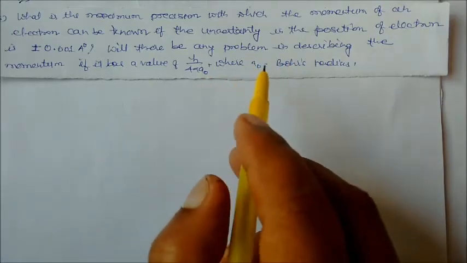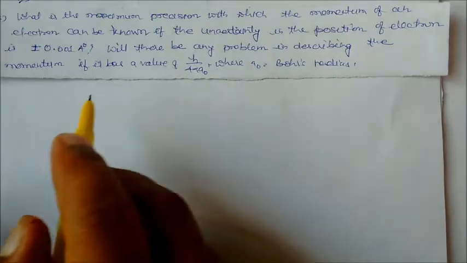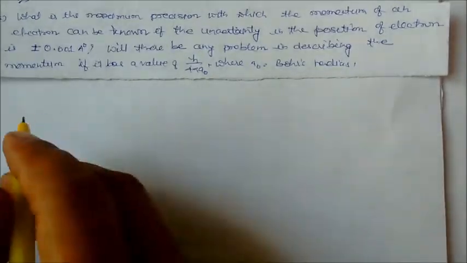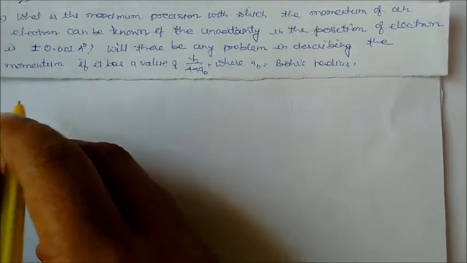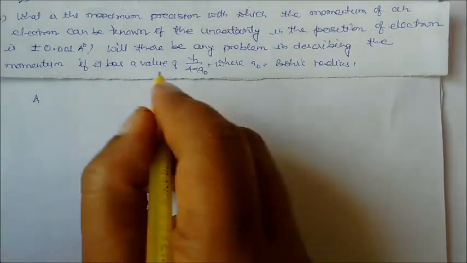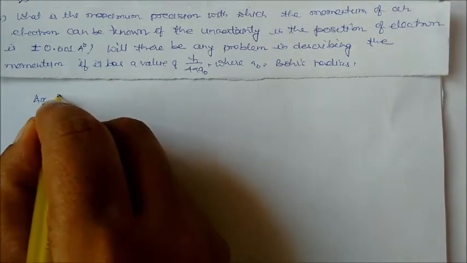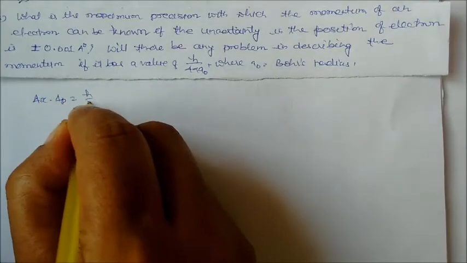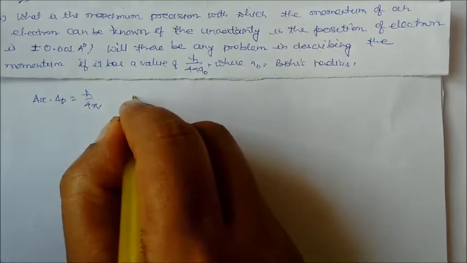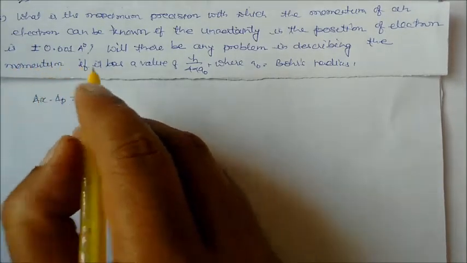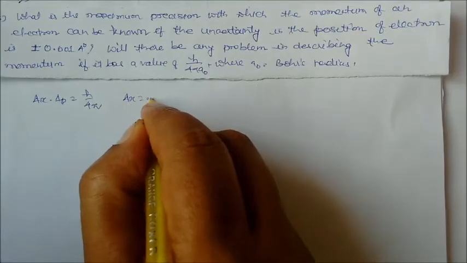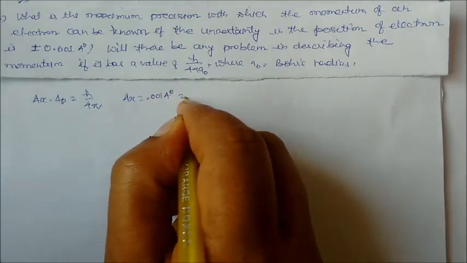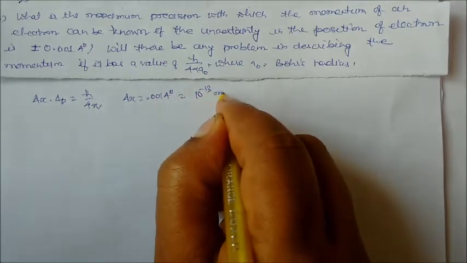The first Bohr radius is 0.529 angstrom. So we have to find the momentum. Here again, using Heisenberg's principle, delta x into delta p is equal to h by 4 pi. Delta x is given as 0.001 angstrom, which means it will be 10 power minus 13 meter.